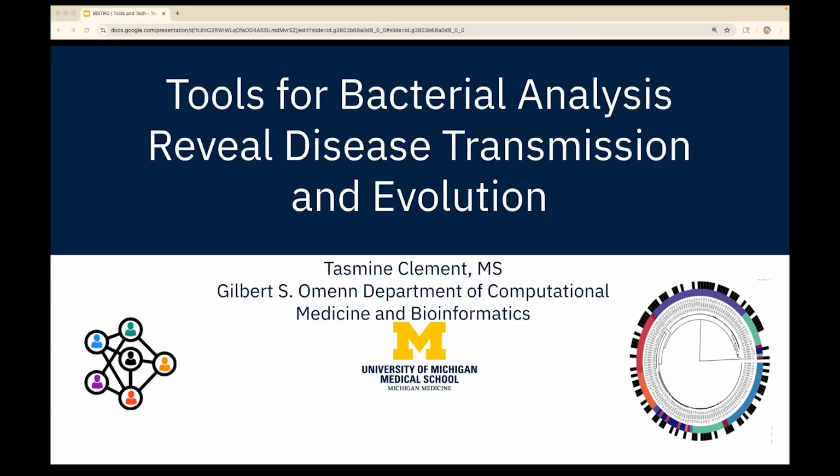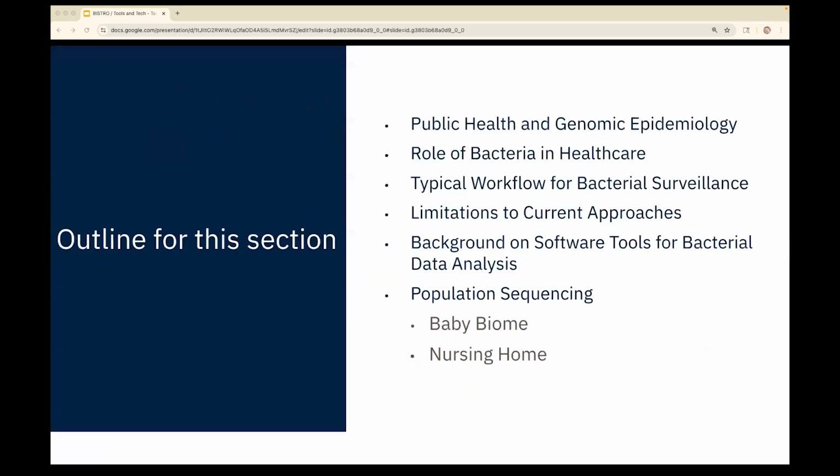And so today I'll be talking about tools for bacterial analysis and how they really show disease transmission and evolution. And to go through that, I'll be talking about public health and genomic epidemiology, the role of bacteria in healthcare, the typical workflow for bacterial surveillance, limitations to current approaches, and then the background on software tools for bacterial data analysis and population sequencing, specifically looking at two different studies with the baby biome and the nursing home.